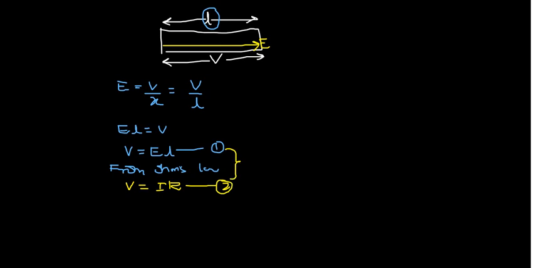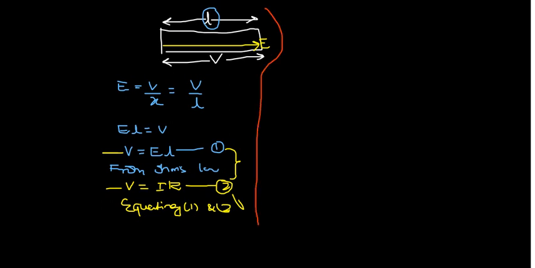On the LHS we are having the same term. Therefore, equating equation 1 and equation 2. Let us see what result we are obtaining now. Therefore, we are writing here, on equating, E into L is equal to I into R now. E into L is equal to I into R.